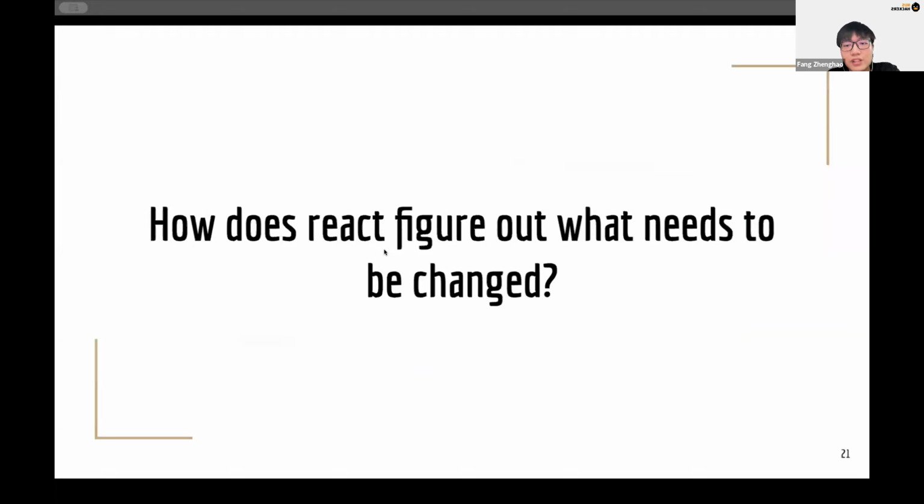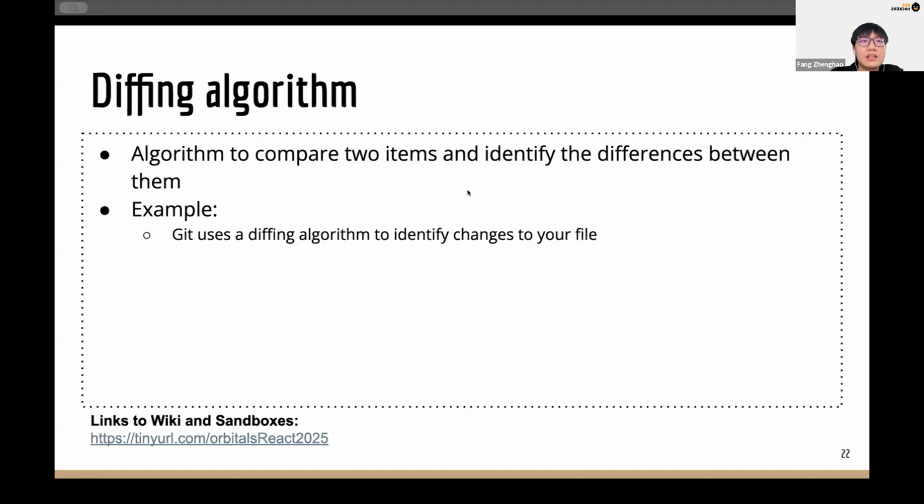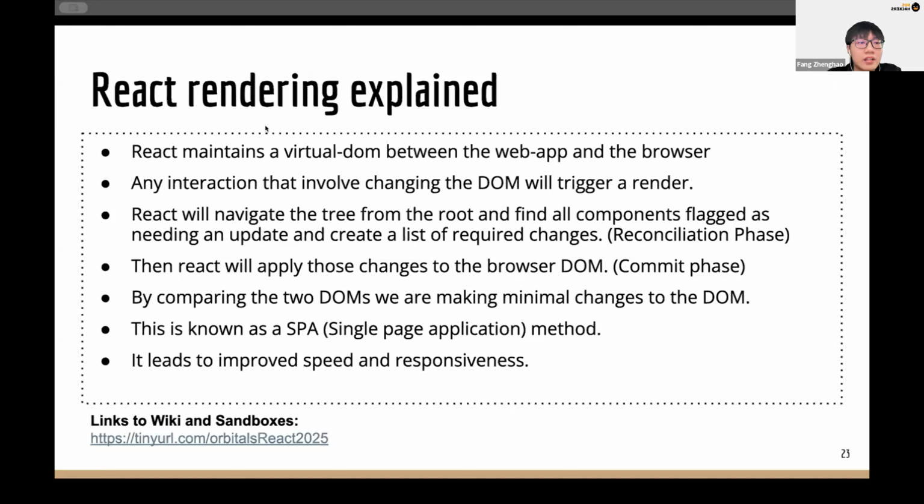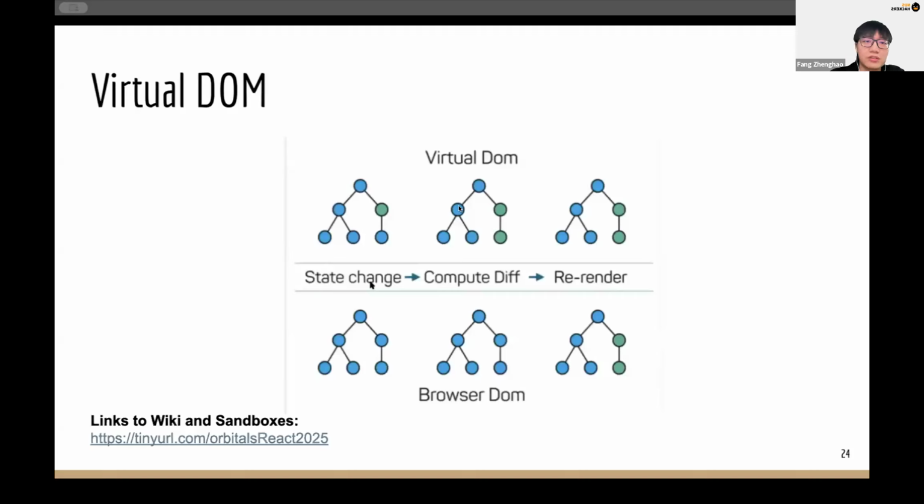So how does React actually figure out what needs to be changed? Okay, so there's actually this thing called the diffing algorithm, which works very similar to Git. What it does is it compares two items and highlights the differences between them. What entails behind this is actually this concept called React rendering. Maybe I will just use this image to explain to you.